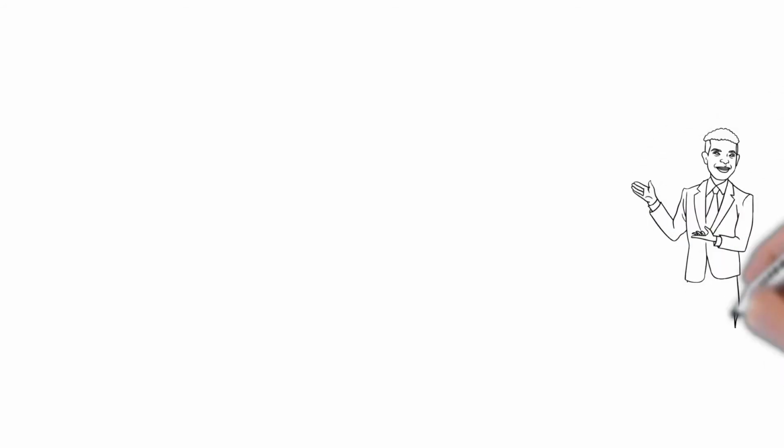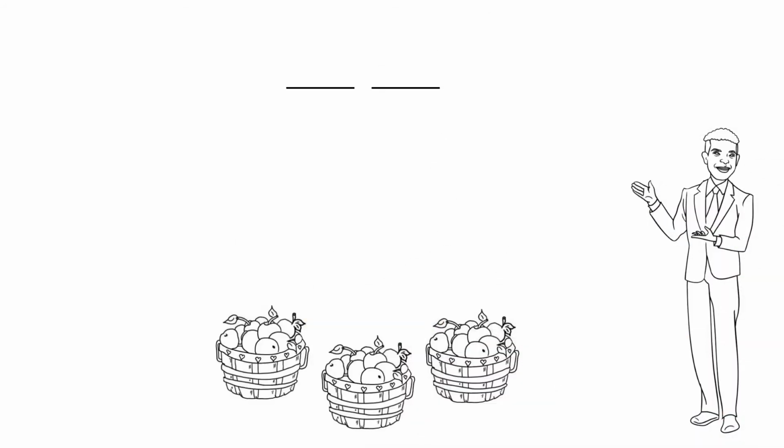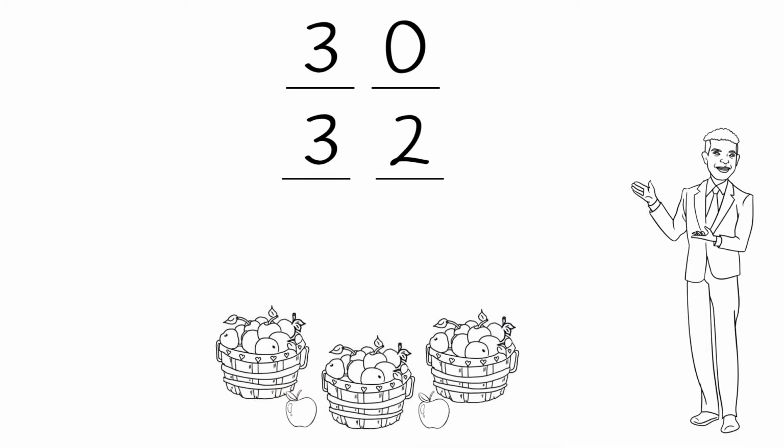For example, if we've already picked 30 apples, then there will be a 3 in the tens place because we have 3 groups of 10. But there will be a 0 in the ones place because there are no individual apples left over. But if we pick 32 apples, then there will be a 3 in the tens place and a 2 in the ones place to represent the 2 individual apples that are not in the groups of 10.